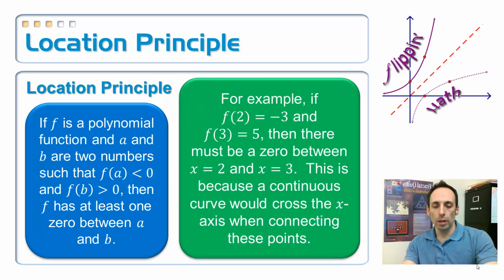So, for example, just looking at it in terms of having two points, if I plug 2 into my function, I get negative 3. I plug 3 into my function, I get positive 5. The location principle is saying that there's got to be at least one place where it crosses the x-axis between x equals 2 and x equals 3. This is because polynomials have nice, smooth, continuous curves, and in order to connect x equals 2 to x equals 3, it has to cross the x-axis to get to those y values.